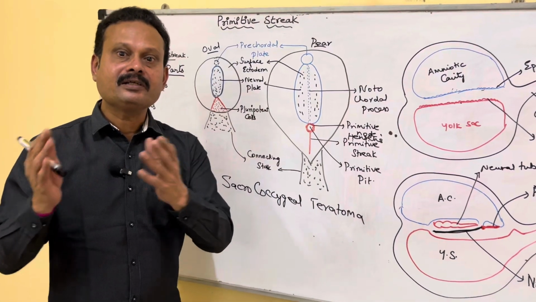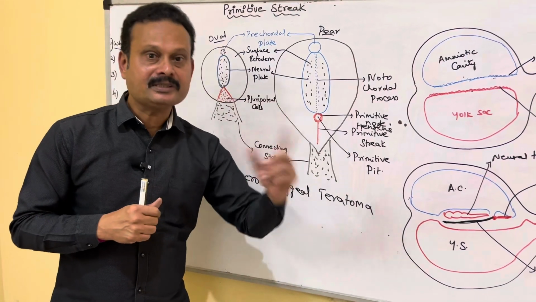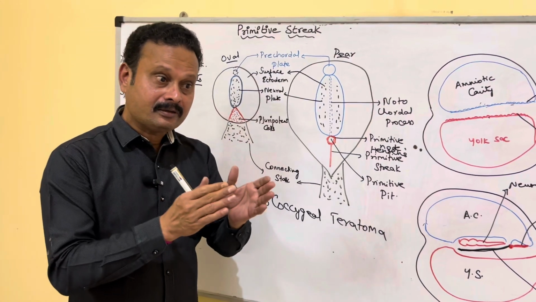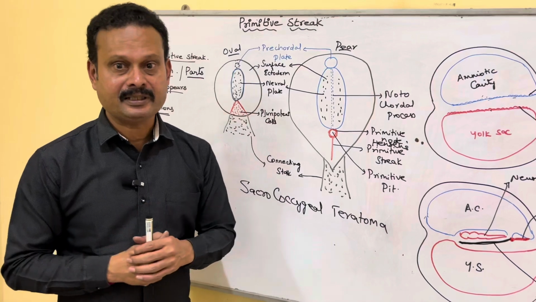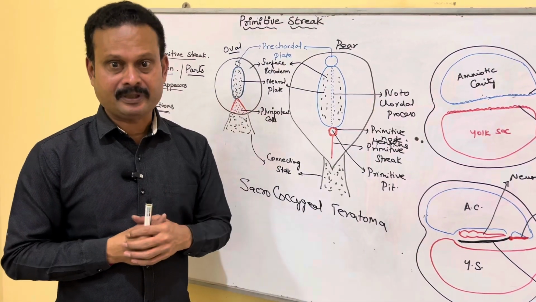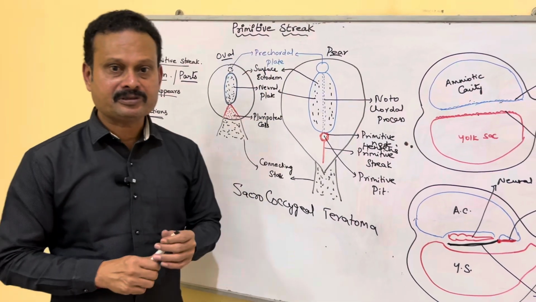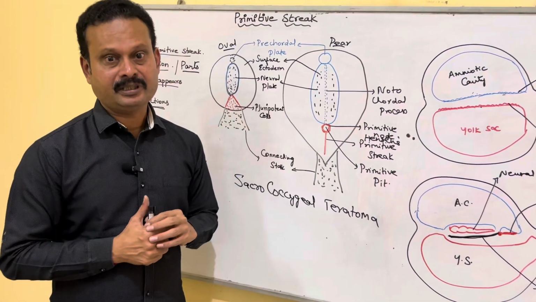Incidence is 1 in 37,000 pregnancies. It is most commonly seen in females and usually turns malignant, initially benign but turns malignant, and should be removed within 6 months after birth. So this is all about a small topic called the primitive streak, which is an important question at the university level. Thank you.